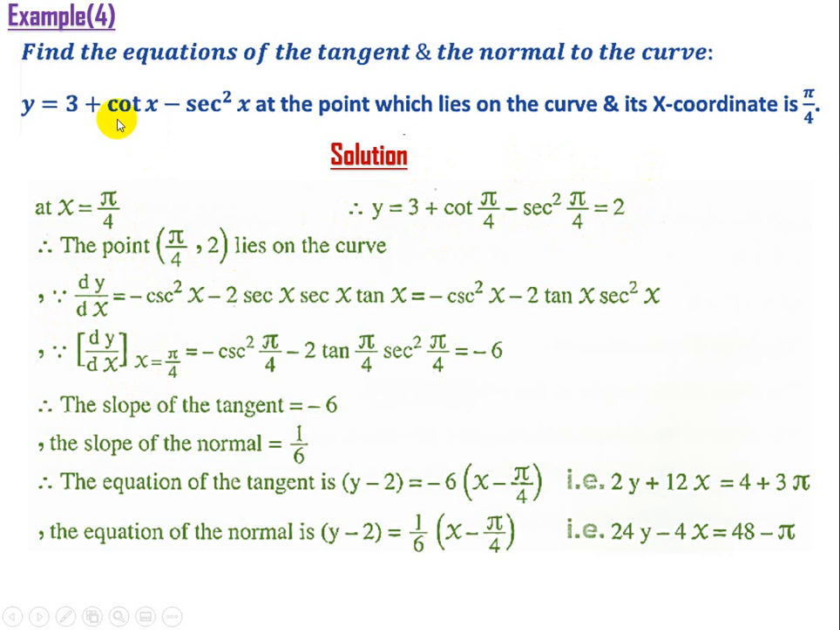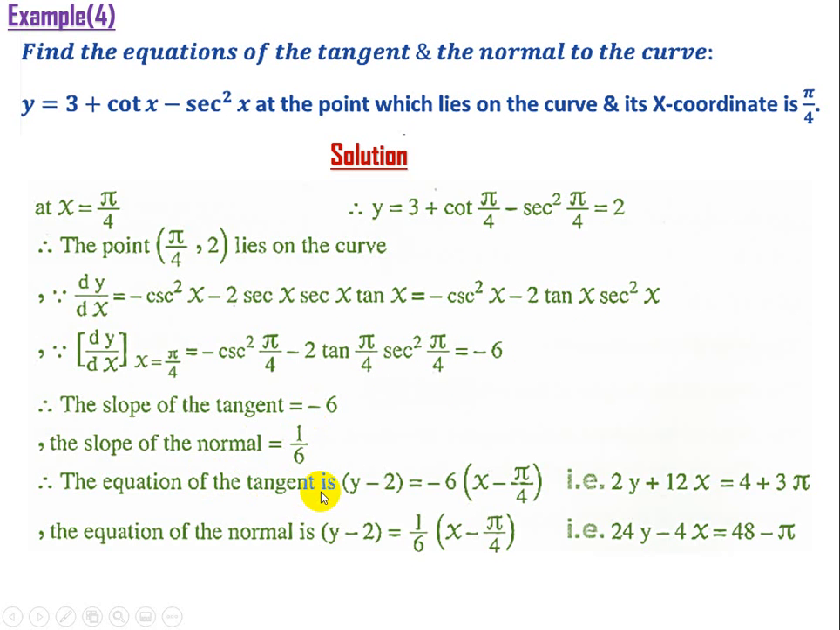By differentiating with respect to x, dy by dx equals negative cosec squared x minus 2 sec x, and the derivative of sec is sec tan. So it will be negative cosec squared x minus 2 sec squared x tan x. Substituting x equals pi over 4, it will be negative cosec squared pi over 4 minus 2 tan pi over 4 sec squared pi over 4, it will be negative 6. So the slope of the tangent is negative 6 and of the normal will be 1 over 6.